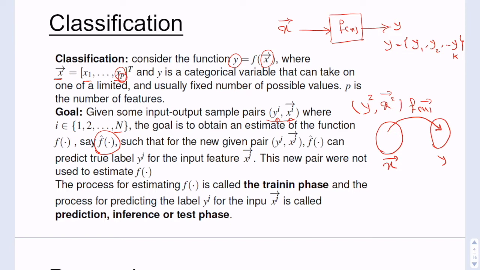As I said, the process of estimating f is called the training phase, and the process of finding the prediction based on the feature space for a label is called prediction, inference, or test. So a classification task has two stages. The first stage is called the training, where you are given some pairs of input and output. Based on these pairs, you identify a function, and after you train this model and find its parameters, you test your model based on some unseen data.